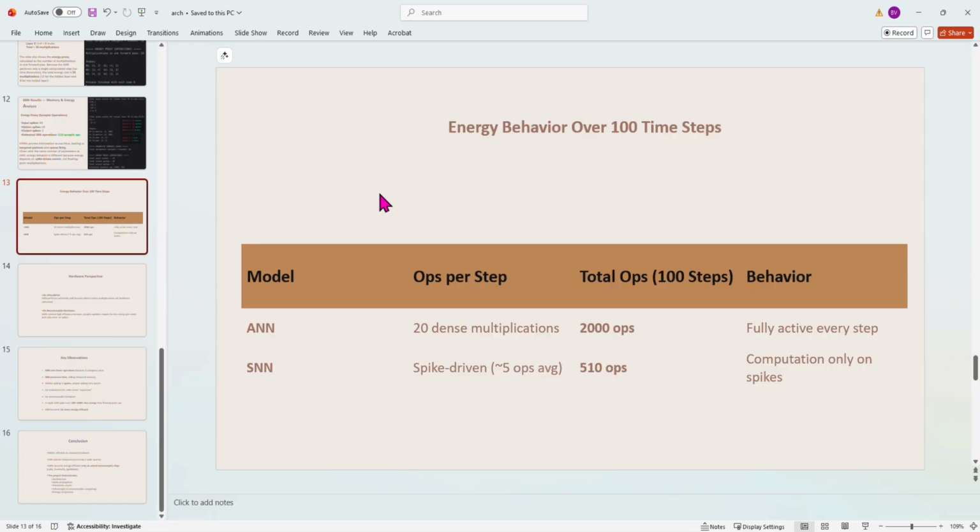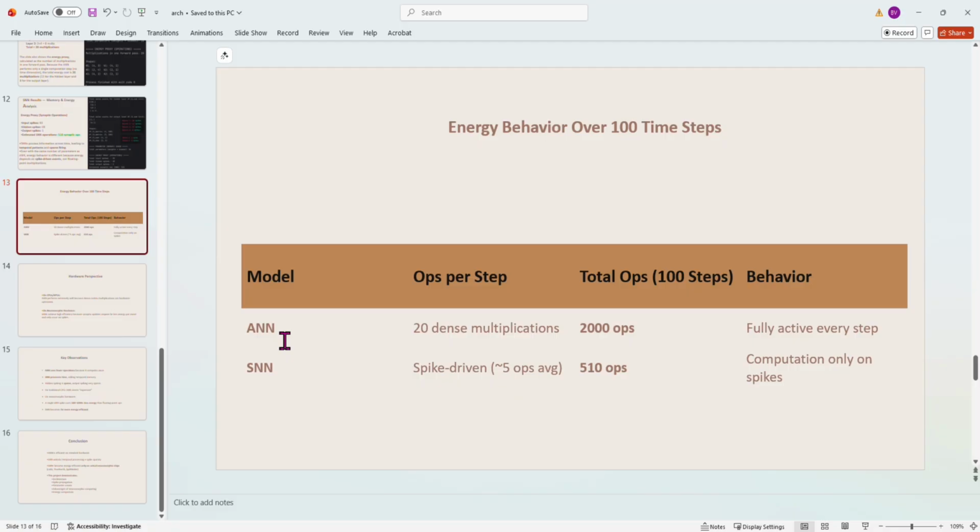So just to give a clear understanding of what's going on right now, ANN might look like 20 operations, only 20 multiplications, which is quite less as compared to 510 operations for the SNN, the spiking neural network. It might seem counterintuitive, but we have to keep in mind that SNN happens over 100 time steps. So one forward pass for an SNN is going through 100 time steps, while one forward pass for an ANN was just one time step.